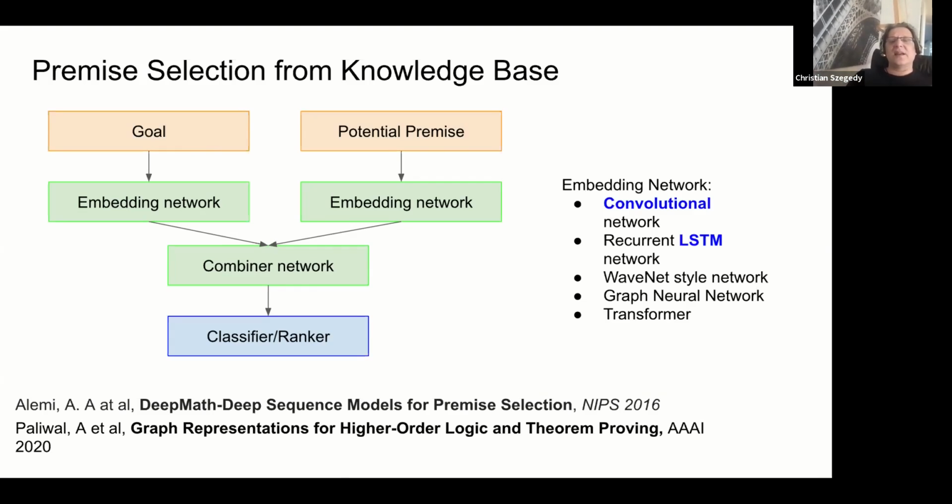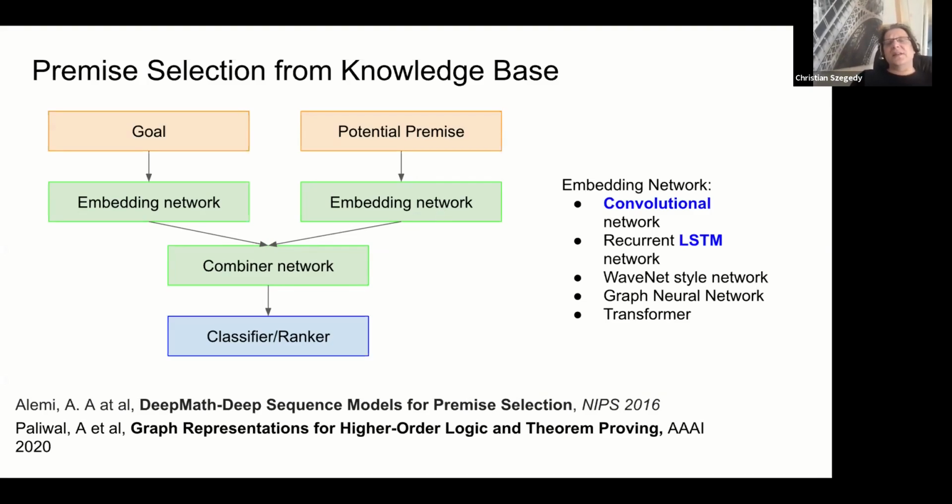And the two networks are not the same, the goal and the premise, so it can also capture asymmetric relationships between the goal and the premise. So you don't get the same result. It wouldn't be true that if the goal would like to use the premise, that's a very different thing from the premise wanting to use the goal. So it shouldn't be symmetric, and it is not. So that's an important trick.